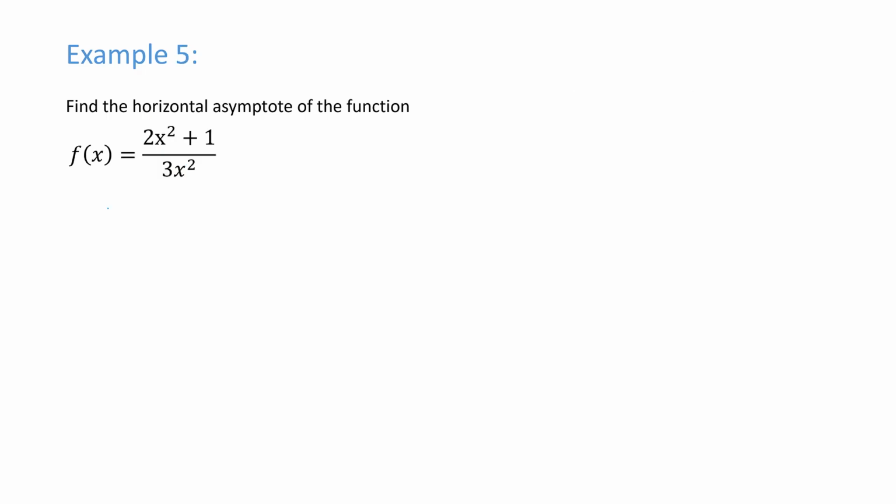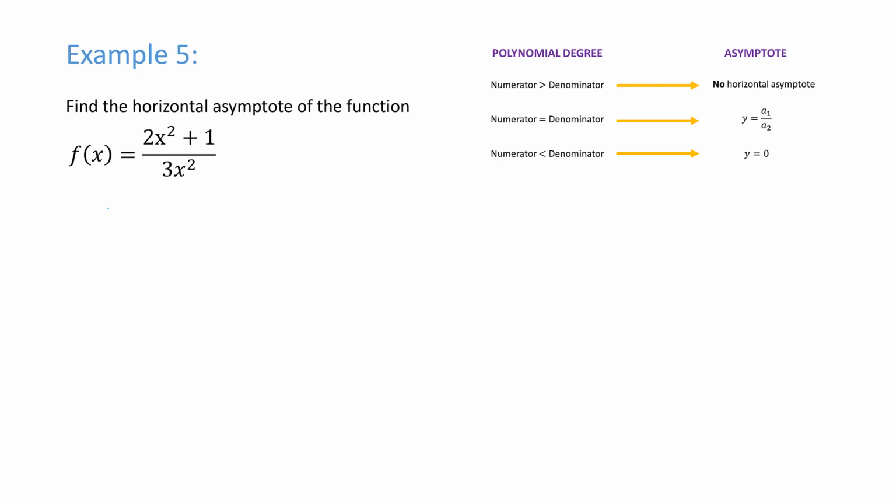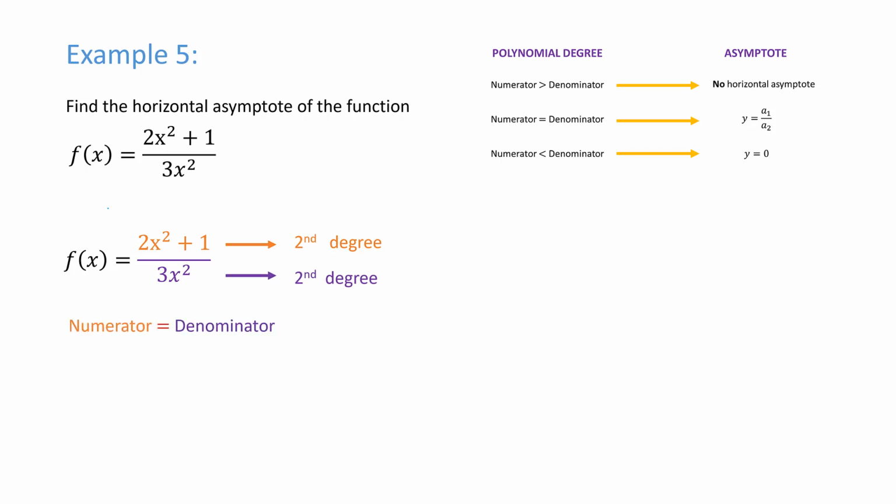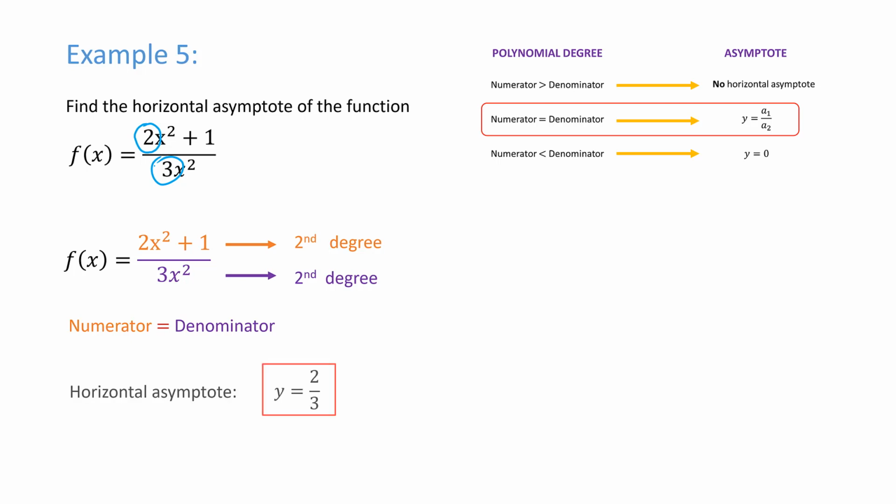We have the function 2x squared plus 1 over 3x squared, and we need to find the horizontal asymptote. So first we check the degrees of the numerator and the denominator. The degree of the numerator is second degree, and the degree of the denominator is second degree as well. So just as in the previous example, we have the same degree in numerator and denominator. That would be the second case. So we check the coefficients of the first term, and in this case we have 2 and 3. That means that the horizontal asymptote of this function is the line y equals 2 over 3.